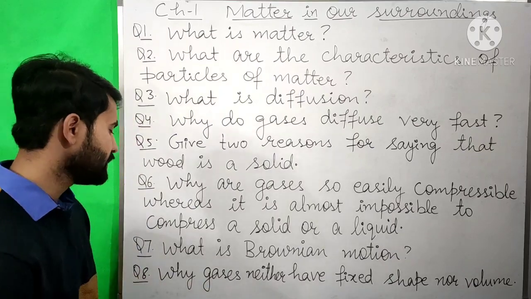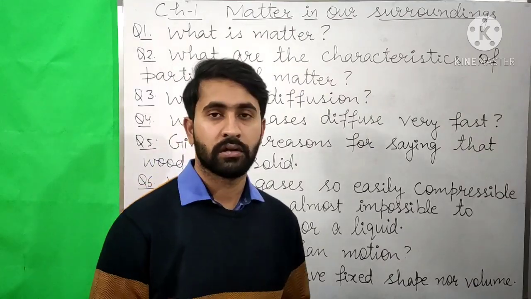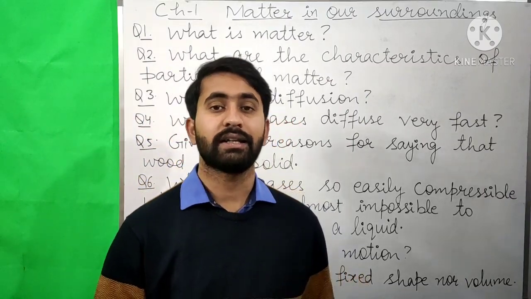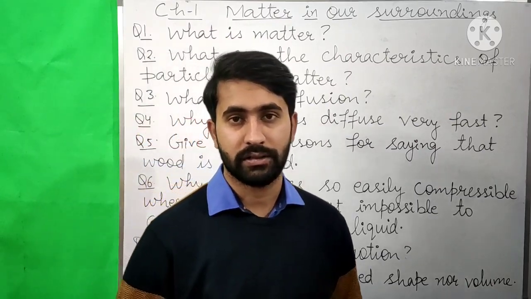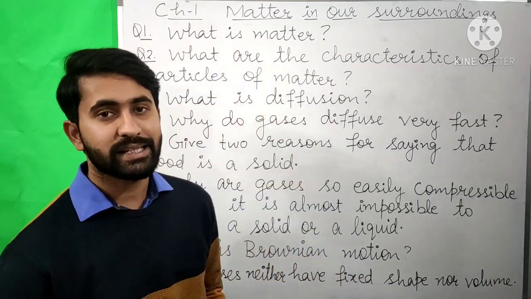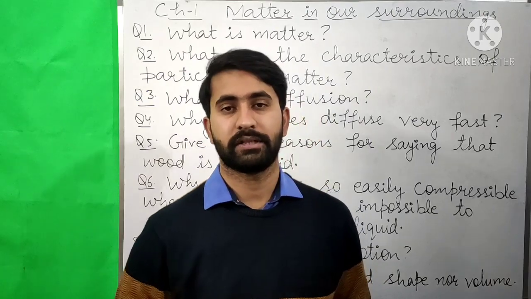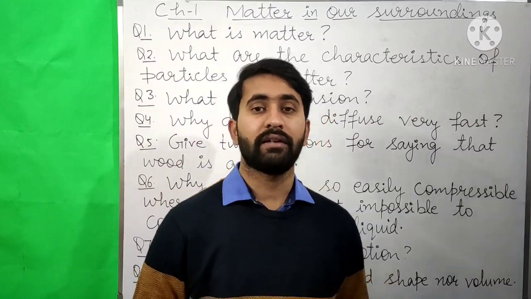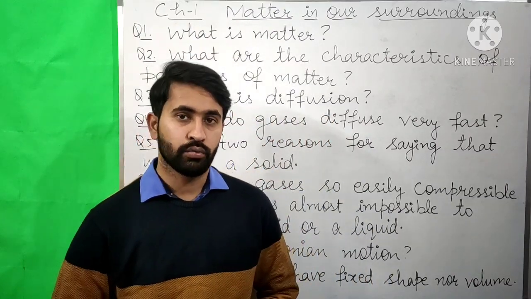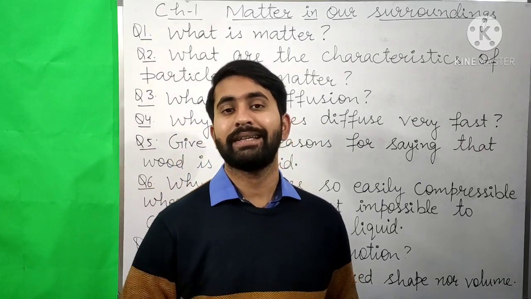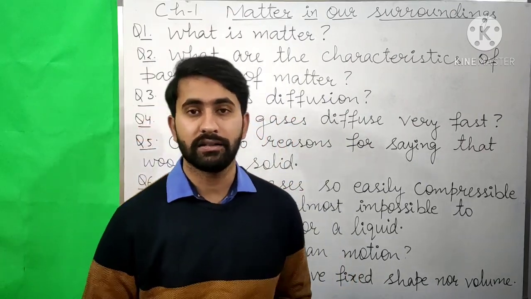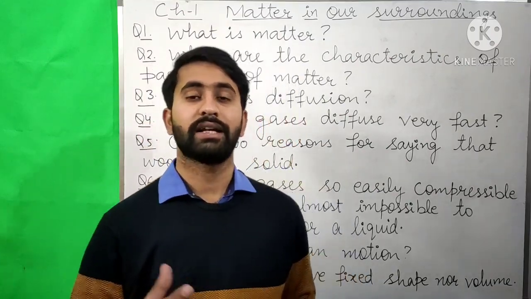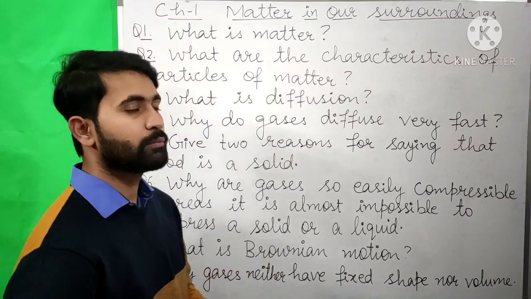Now our next question is, what is Brownian motion? Brownian motion means the zigzag motion of the particles that are suspended in any other substance. Brownian motion means the zigzag motion of the particles of a substance that is suspended in a liquid or a gas. Like when the sunlight enters a room through a window, we can easily see the dust particles moving in a haphazard manner, or we can say in a zigzag way. So that is an example of Brownian motion.